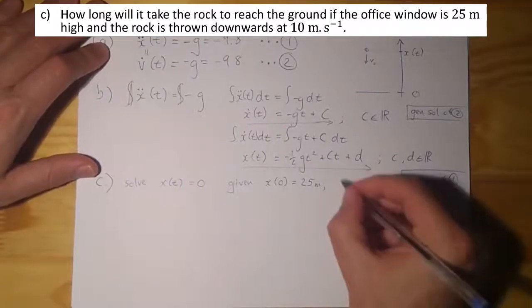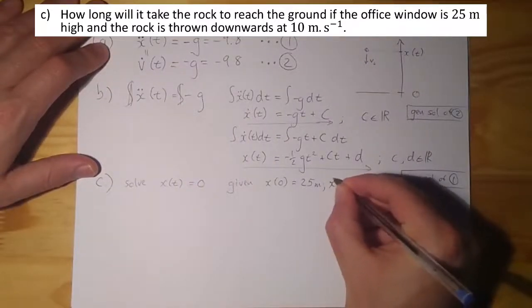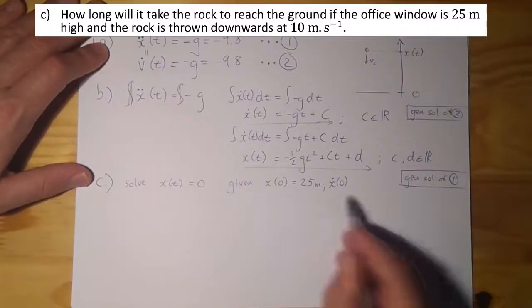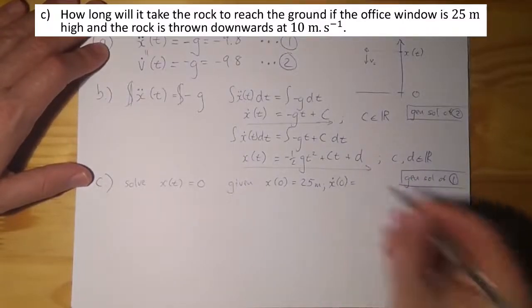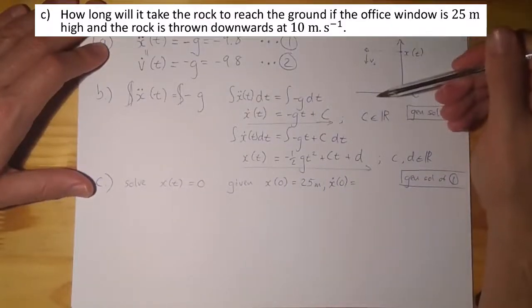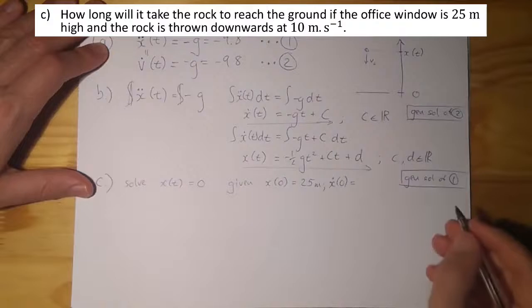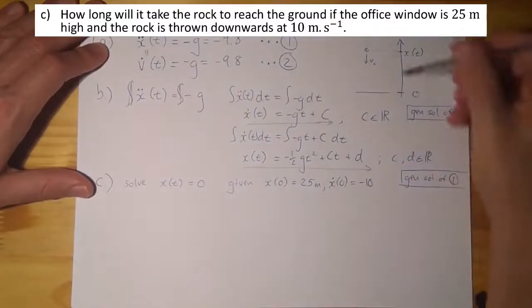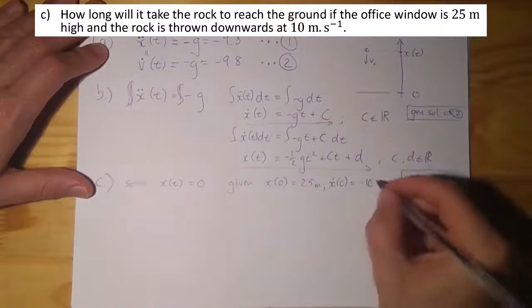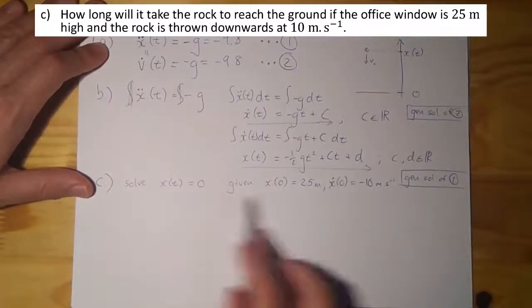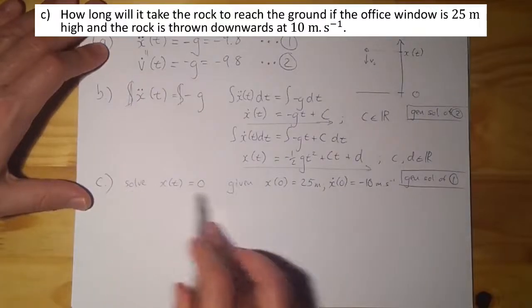And we're also told that it is thrown downwards. So initial velocity downwards is what? Positive or negative 10? You should understand that it is going to be minus, because it is downward in the negative x direction. So minus 10 meters per second. Okay, so that's what is given, and that is what we've got to solve.